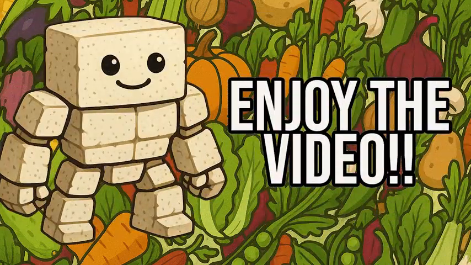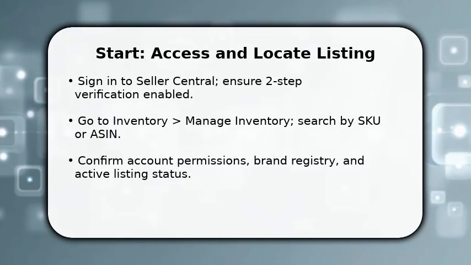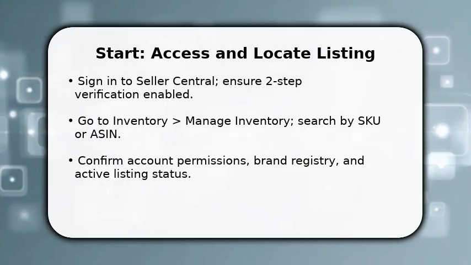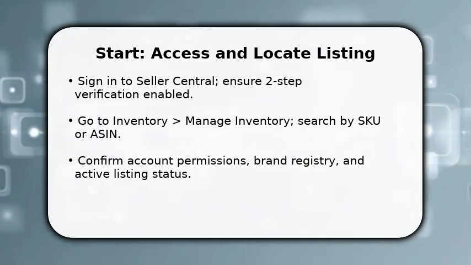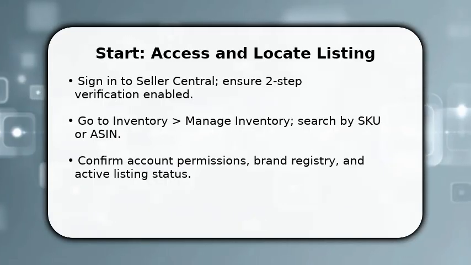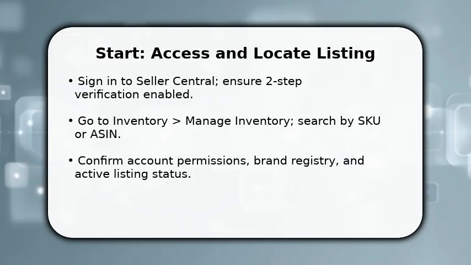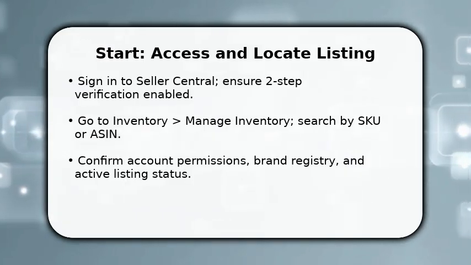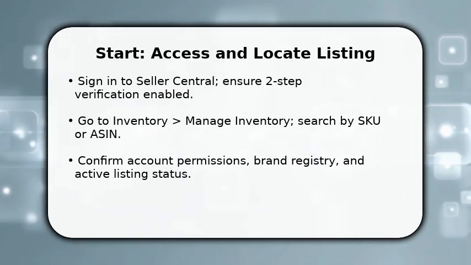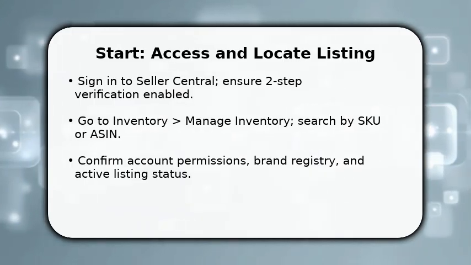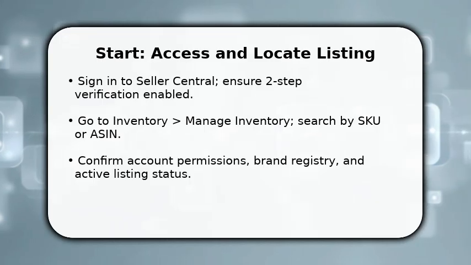You're signed in and ready. First, open Seller Central and go directly to Inventory, Manage Inventory. Search by SKU or ASIN to pull up the exact product. Once found, verify you have brand registry or edit permissions so changes save cleanly. Make sure the listing is active, not suppressed, and note whether it's a parent or child ASIN.